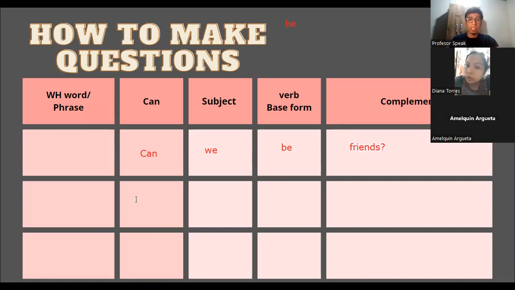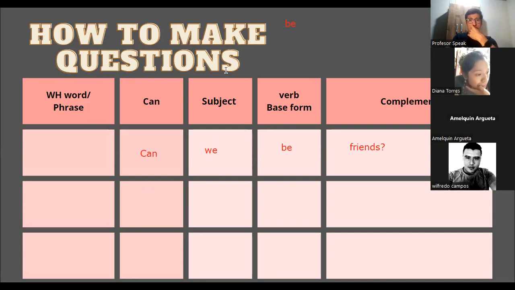Do you understand the meaning? Can we be friends? What is the meaning? Podemos ser amigos. Exactly, ser. Okay, ser is the base form. Can we be friends? Am is soy, is es, are son. So be is ser. Can we be friends? Is this an open or a closed question? Wilfredo, what do you think? Is this an open or a closed question? Sorry, teacher, siento mucho.